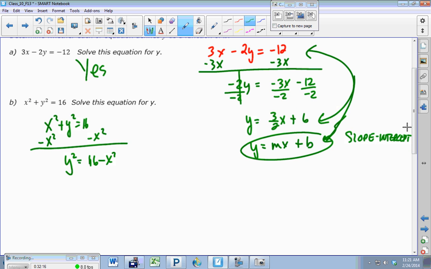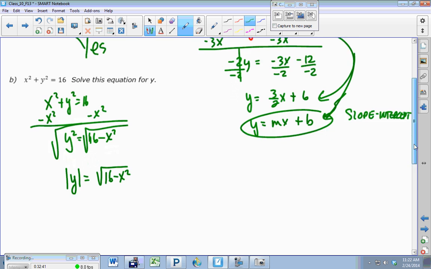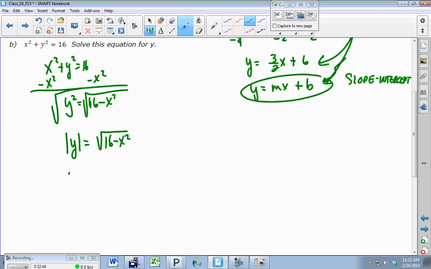And now remember, this is to solve for y. We really would have to write, when we do the square root, the absolute value. But we know once we do the absolute value, we get a positive and a negative to solve it. So if we do this the right way, on both sides, we get the absolute value of y equals the square root of 16 minus x squared. And that means y can either be the positive square root of 16 minus x squared, or y could be the opposite.